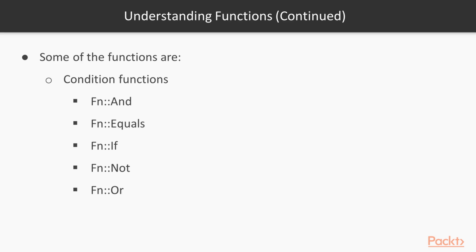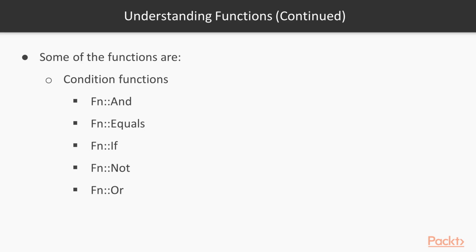There are conditional functions where you have and, equals, if, not, or. So these are condition based functions. Then you have the function select, and along with that you have a few more functions available. In today's video, let's discuss a few of these functions. We'll primarily be discussing the function of base 64. We'll also discuss the function get availability zones as well as the function select.